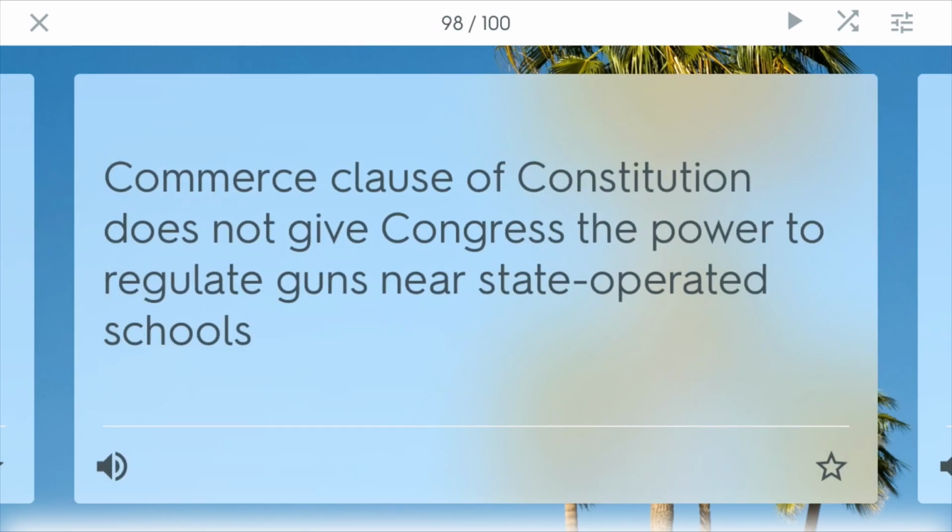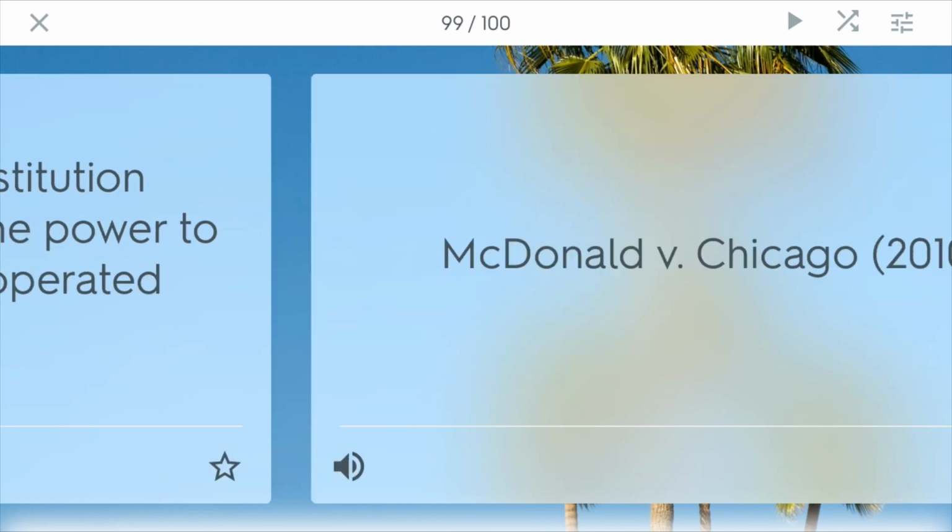In United States versus Lopez, 1995, Lopez brought a gun to school in Texas, and that was not allowed, since the Gun-Free School Zones Act had just passed. Congress passed it using the Commerce Clause of the Constitution, but the Supreme Court decided this was an overuse of the clause and made Congress rewrite the law. So, when Congress was rewriting it, they decided to use the Necessary and Proper Clause in order to gain power and regulate guns near state-operated schools.